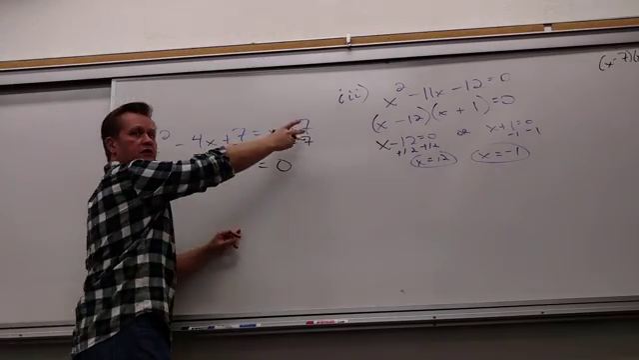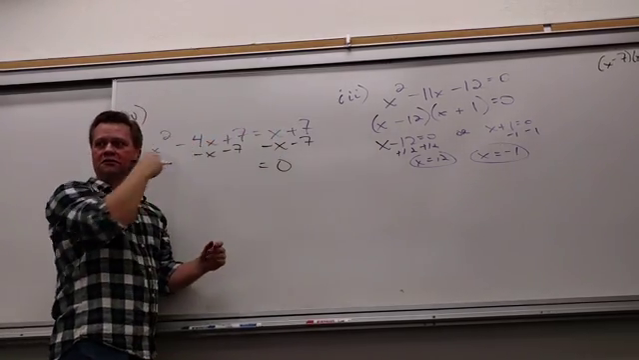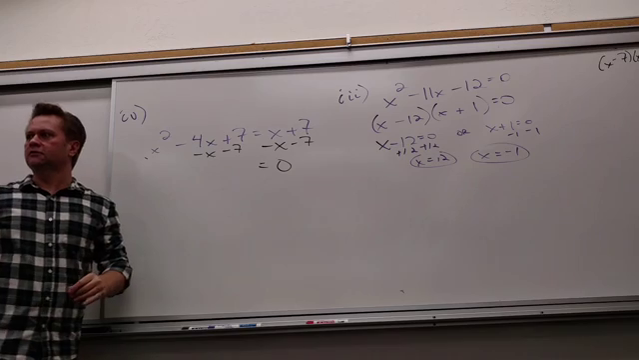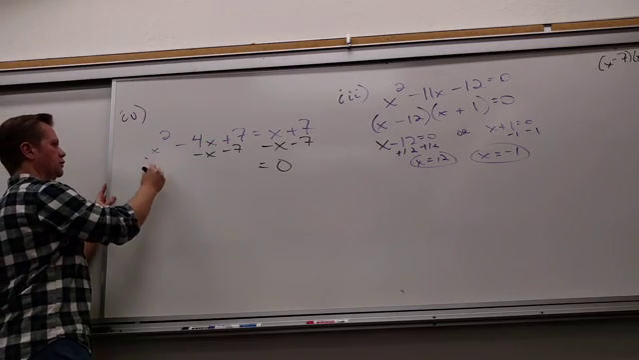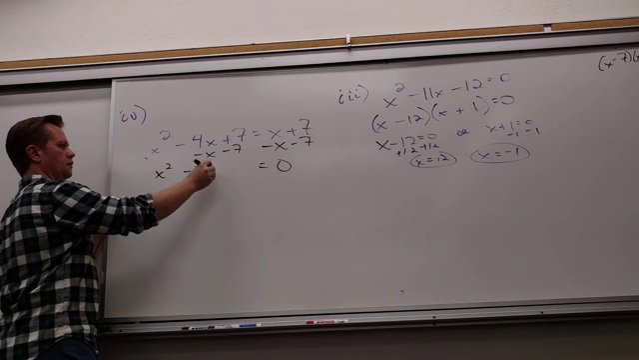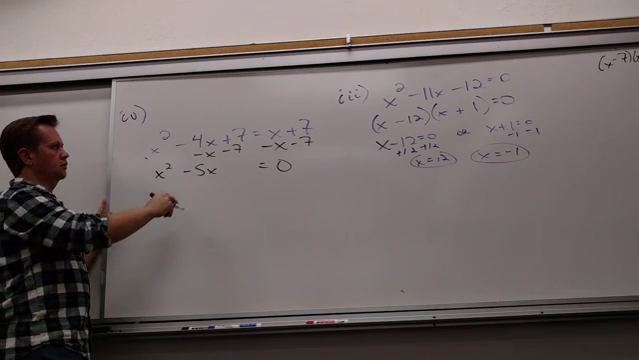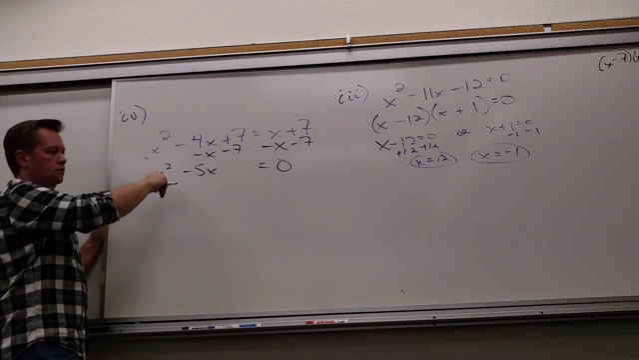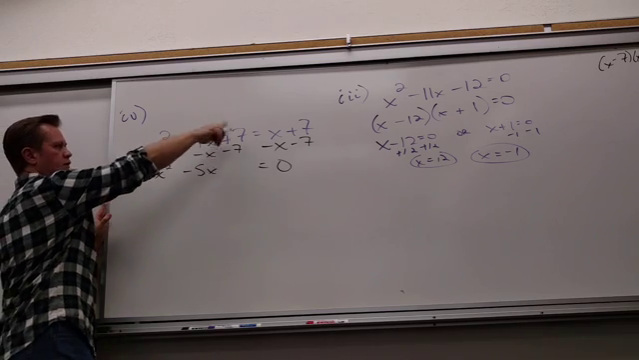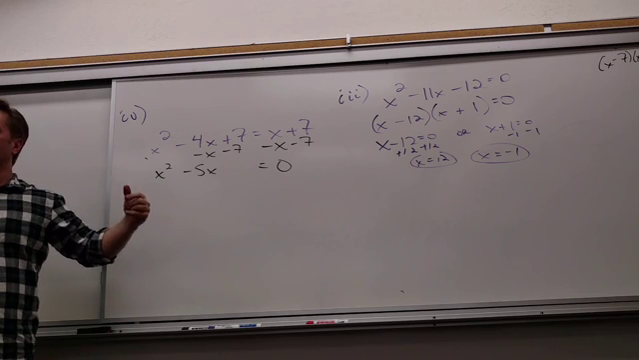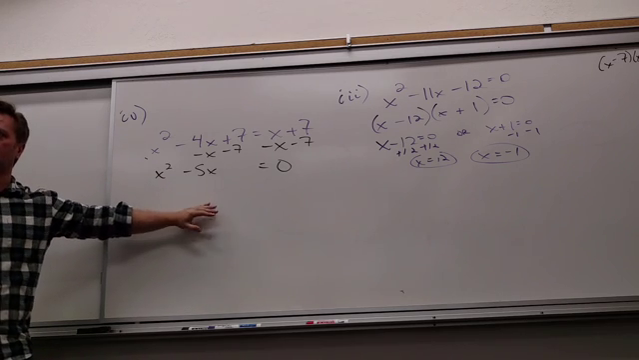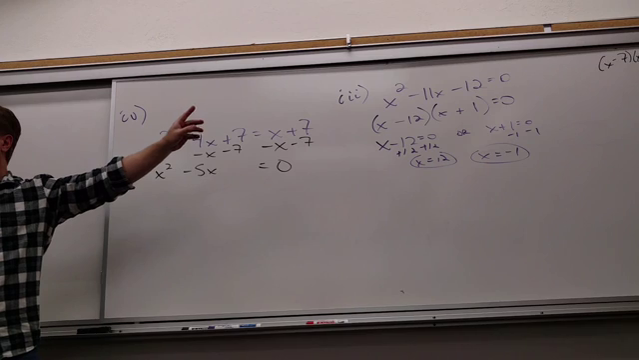So if there's stuff on this side, move it. That's the idea. You move all this over, what's left? 0. And what do you get here? You get x squared minus 5x. That's it. The 7's cancel. Now you can actually start to solve the problem, right? You got it looking the correct way.